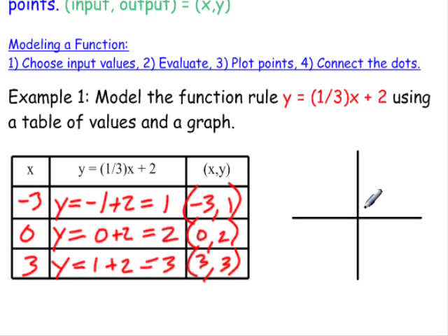I have just a basic graph set up. We've got my x and my y plane, or y axis. I'm going to take that -3, so I'm going to give me some numbers to work with, or some lines to work with.